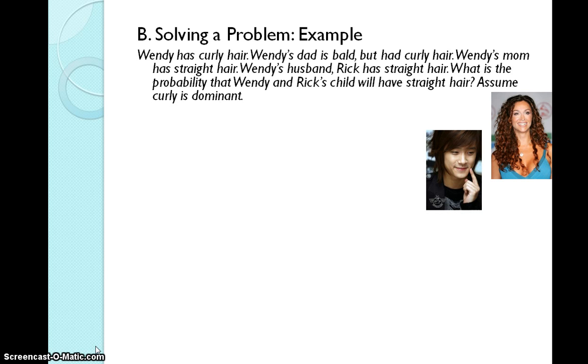So Wendy has curly hair. Wendy's dad is bald but had curly hair, and Wendy's mom had straight hair. We know that Wendy's husband Rick has straight hair. So what is the probability that Wendy and Rick's child will have straight hair? In this case, we're going to assume that curly is dominant.